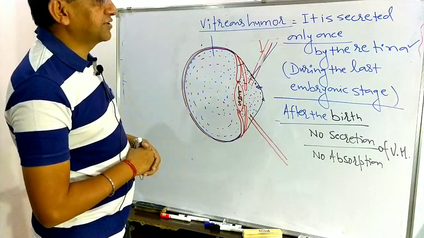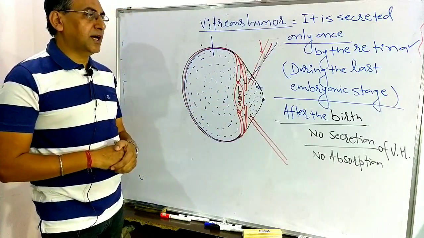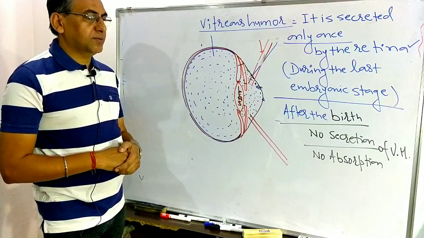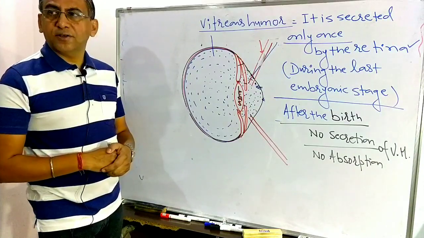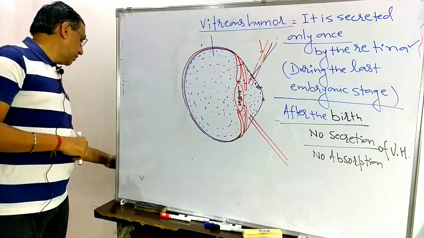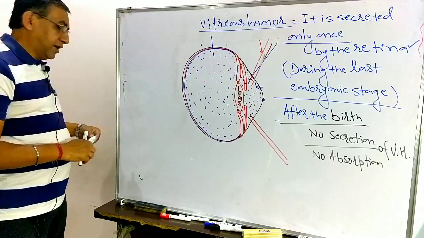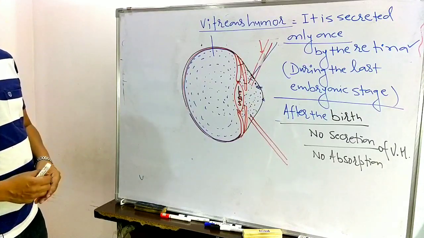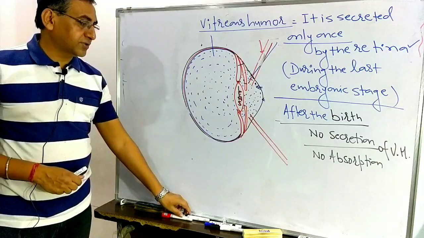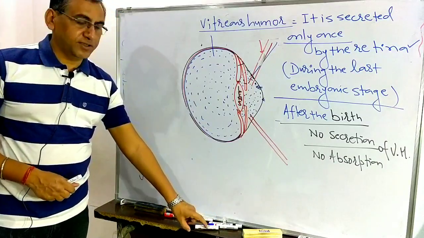It means once it is secreted by the retina during the last embryonic stage, after the birth there is no secretion and no absorption of this vitreous humor takes place here.